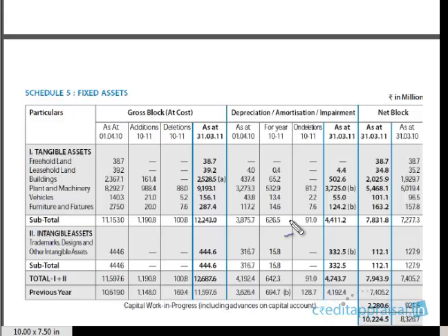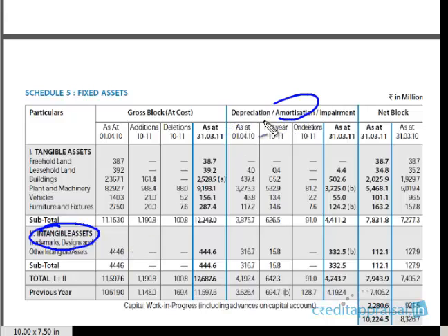In this example of Sun Pharmaceuticals, you can see here gross block at cost. This is the cost of the assets, the cost at which they were purchased. Then we have depreciation and net block. So gross block minus accumulated depreciation will be the net block, right? Here there is an item called intangible assets which we are yet to cover. We'll be covering it shortly, right?